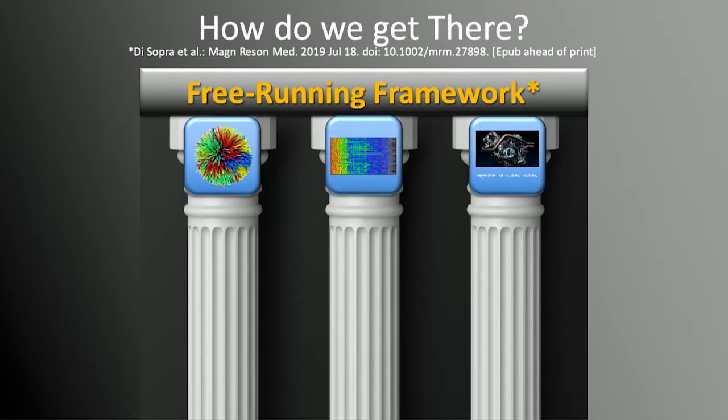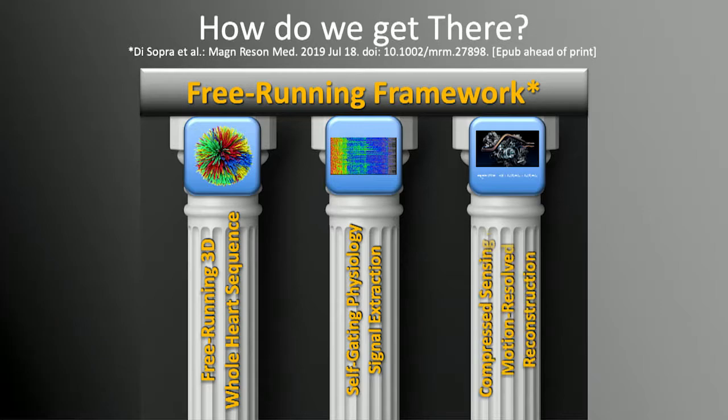So we and other groups have started working on that, and we call this the free running framework. This free running framework is basically built on three major pillars, one being the trajectory, in our case a radial 3D trajectory for collection of data in K-space. Secondly, we need to extract motion signals directly from K-space or from the acquired imaging data, and no longer from the EKG or from navigators.